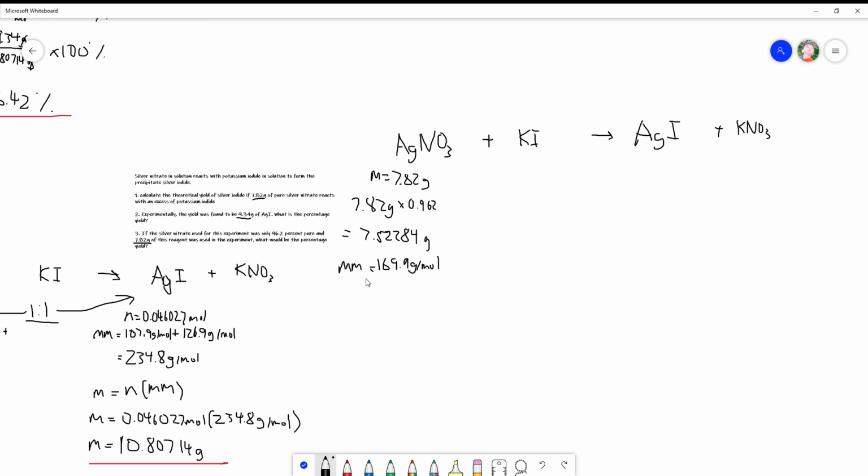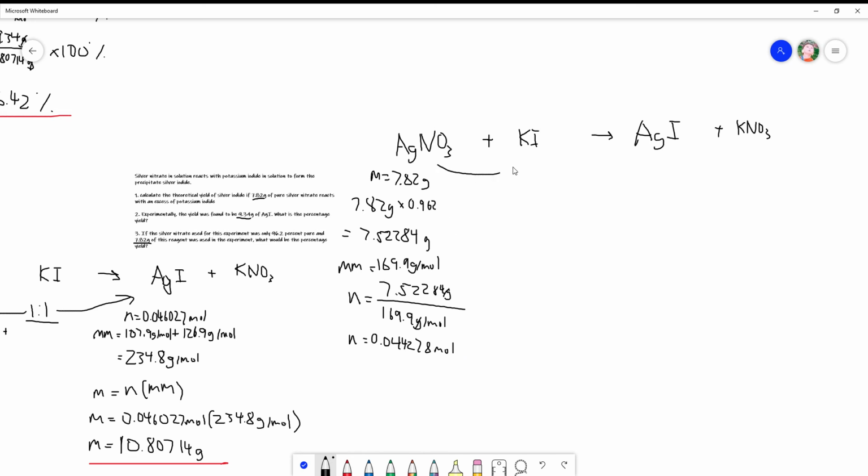And then we can find the number of moles, which is mass over molar mass. The mass is 7.52284 grams over 169.9 grams per mole. Once again, cancel out the grams, and then this comes to a total of roughly 0.044278 moles.